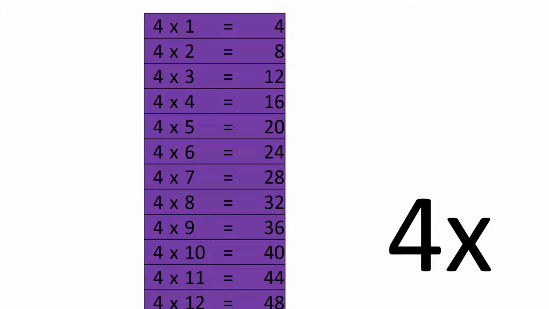4 times 5 is 20. 4 times 6 is 24. 4 times 7 is 28. 4 times 8 is 32. 4 times 9 is 36. 4 times 10 is 40. 4 times 11 is 44. And 4 times 12 is 48.